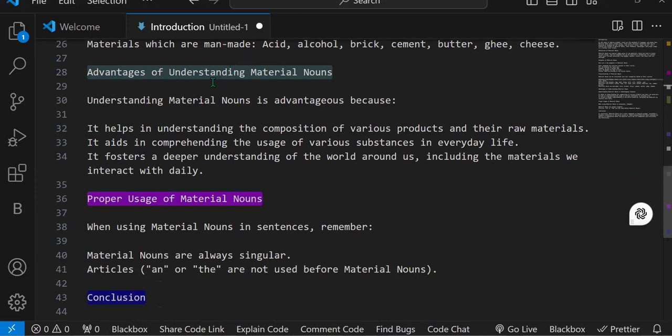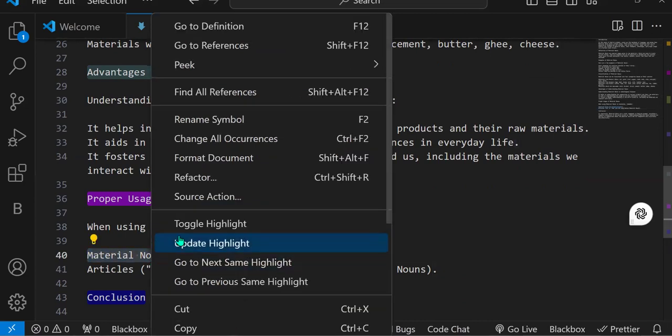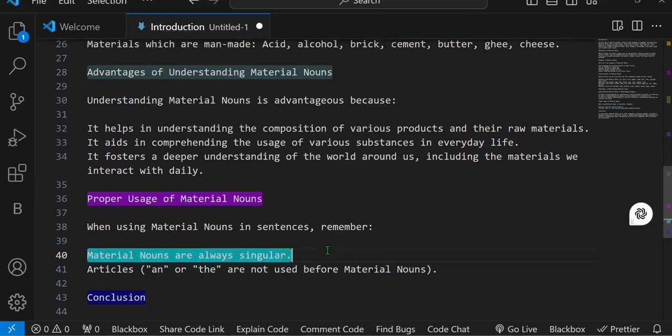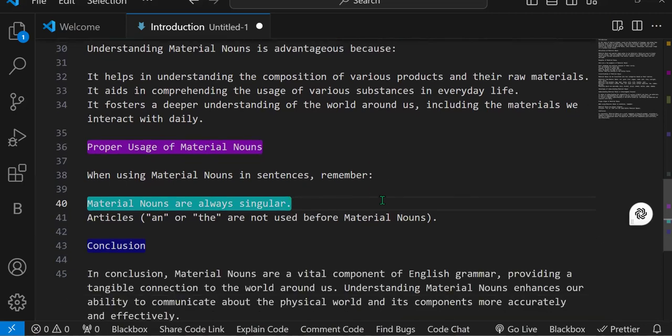Proper usage of material nouns. When using material nouns in a sentence, remember material nouns are always singular. This point you should remember. Material nouns are always singular. Articles a, an, or the are not used before material nouns. I hope you understand. Articles a, an, or the are not used before material nouns.